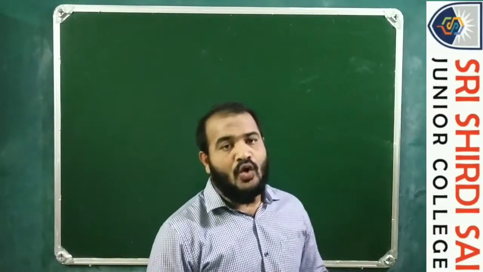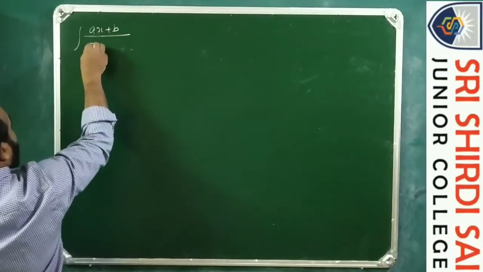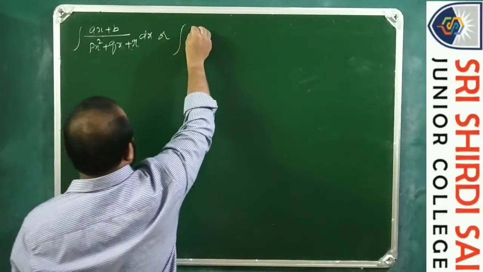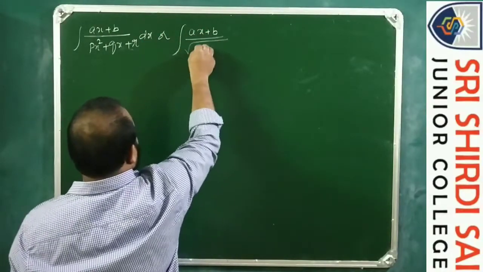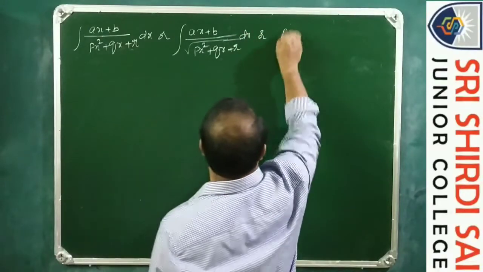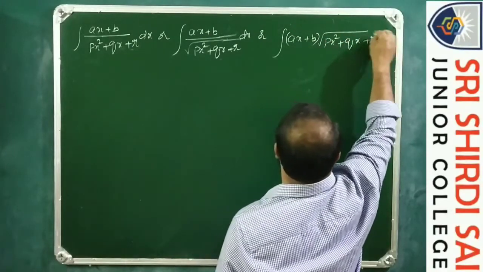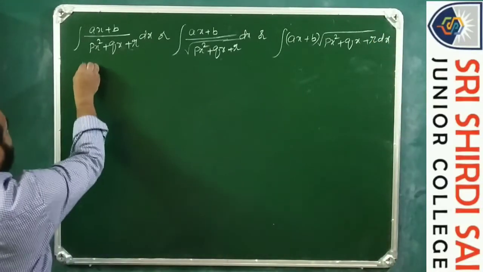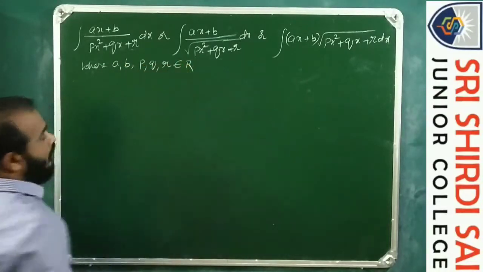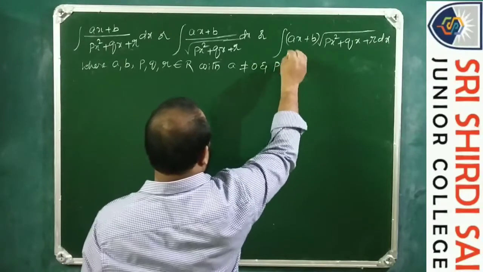Now let us discuss how to evaluate the integral of the form integral (ax plus b) by (px square plus qx plus r) dx, or integral (ax plus b) by square root of (px square plus qx plus r) dx, or integral (ax plus b) into square root of (px square plus qx plus r) dx, where a, b, p, q, r belong to the real numbers with a not equal to 0 and p not equal to 0.